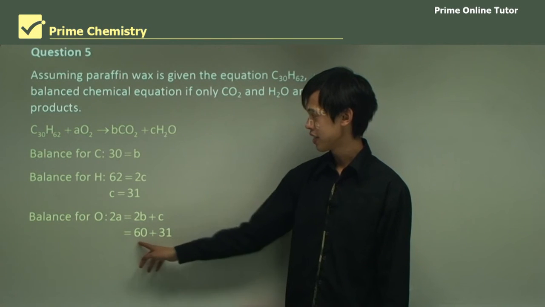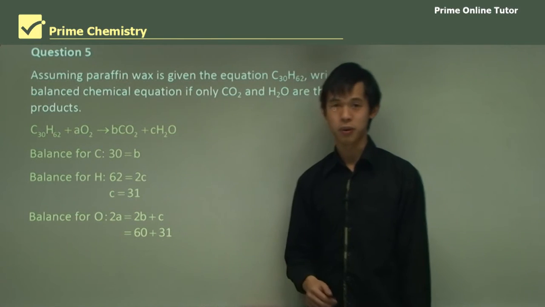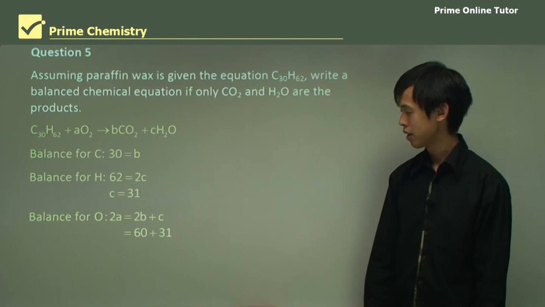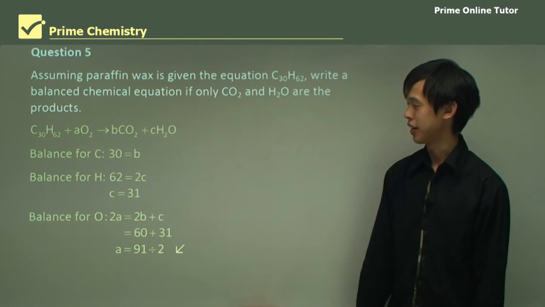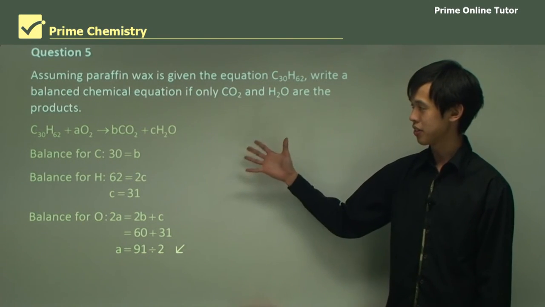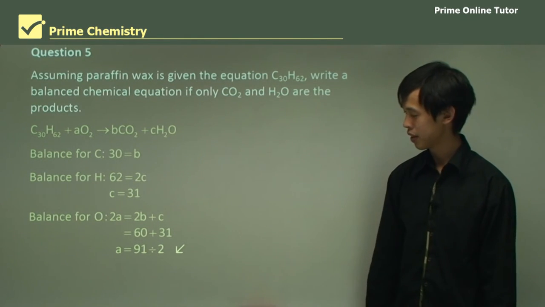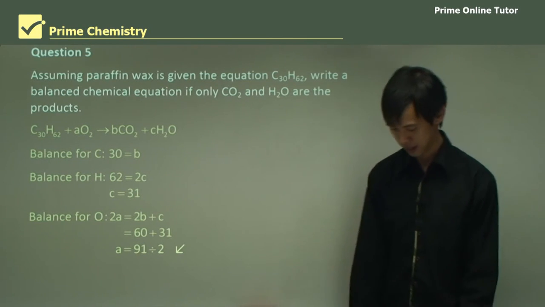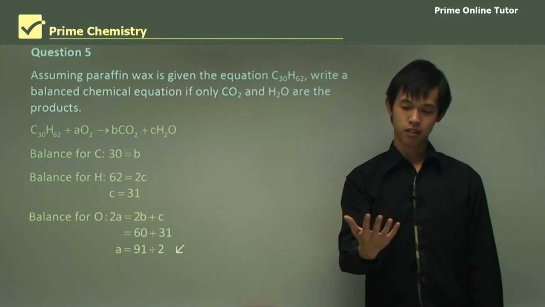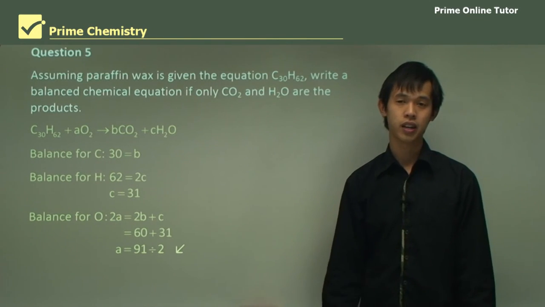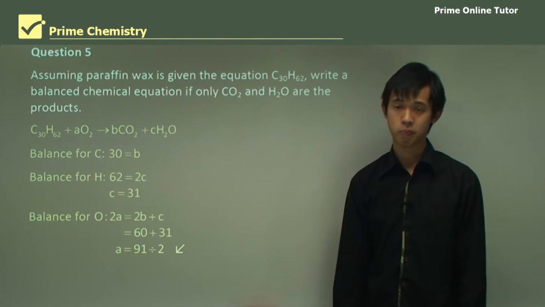2B is 60, so 2 times 30 is 60, and C is 31, okay? Which leads to A equals 91 on 2, okay? And then when you sub in all those numbers into the equation, that's the final equation, okay? So that's how you balance equations. This is a more rigorous way of doing it. Many people just kind of eyeball it. They just say, look, okay, I can see exactly what the answer is straight away. But if you can't see that all the time, this is a good way of doing it.